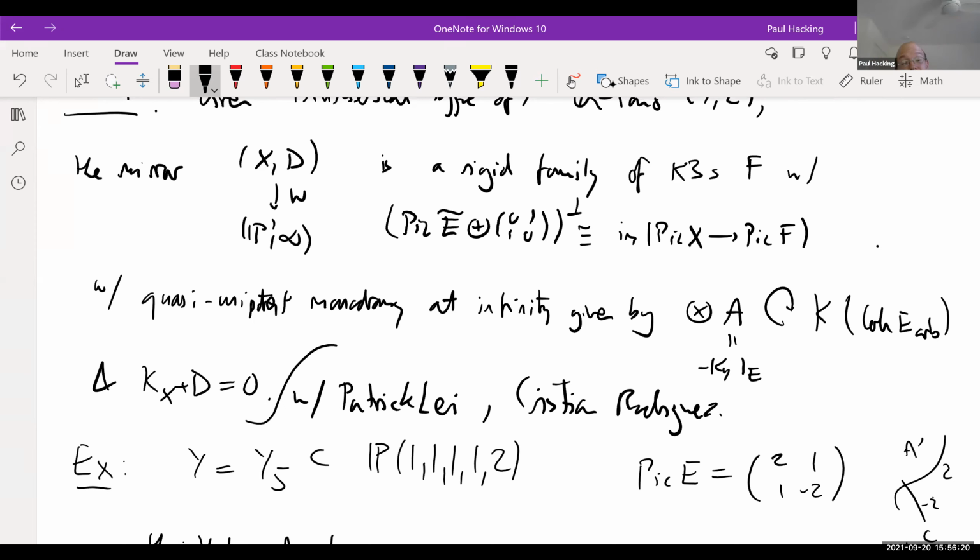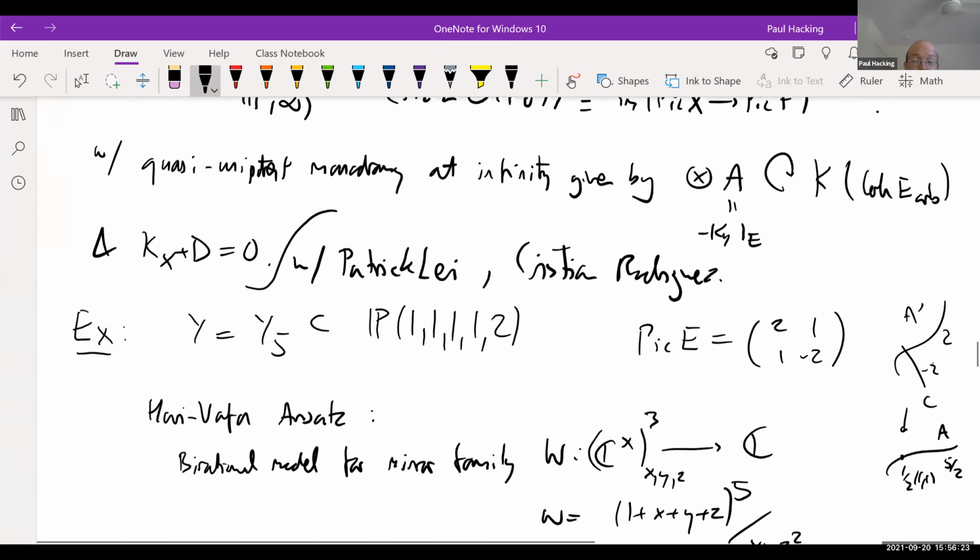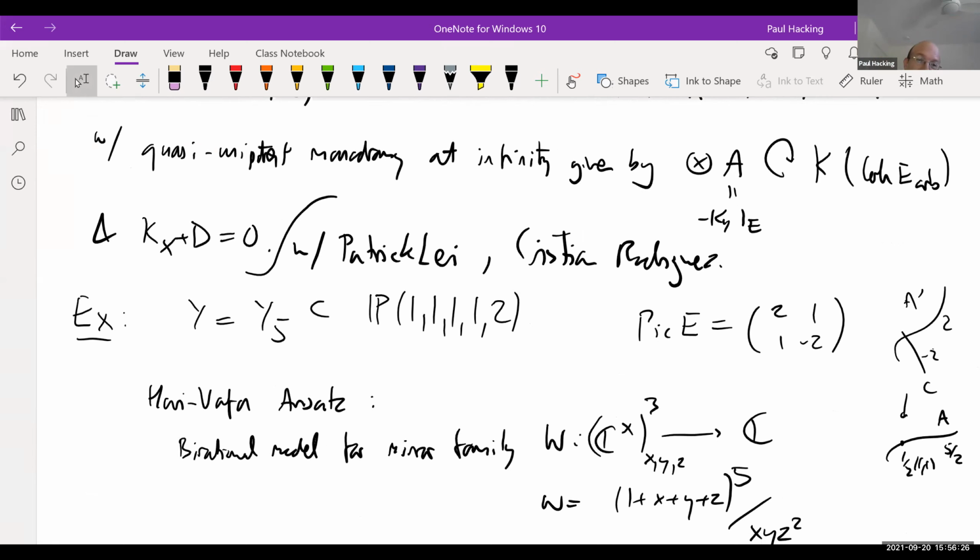Okay, so this example, we take this Q-Fano variety, so it's the hypersurface of degree 5 in the weighted projective space P(1,1,1,1,2). So it's a Q-Fano threefold with a single 1/2(1,1,1) singularity, C^3 mod Z/2 acting by -1. If you look at the Picard group of the, oh, sorry, I should have written the resolution of E here. So it's given by this intersection matrix.